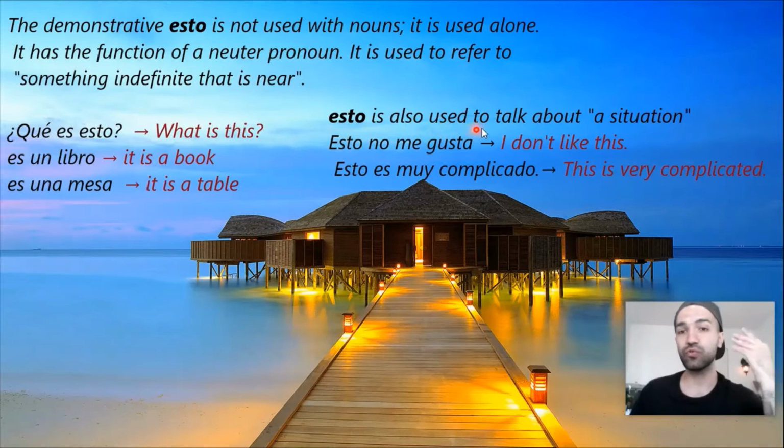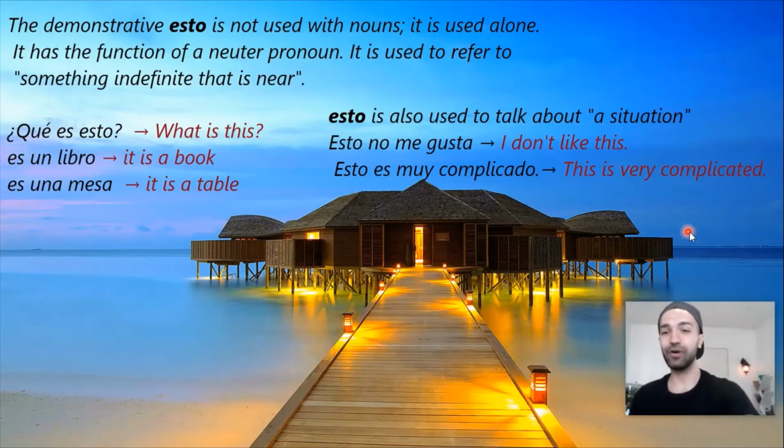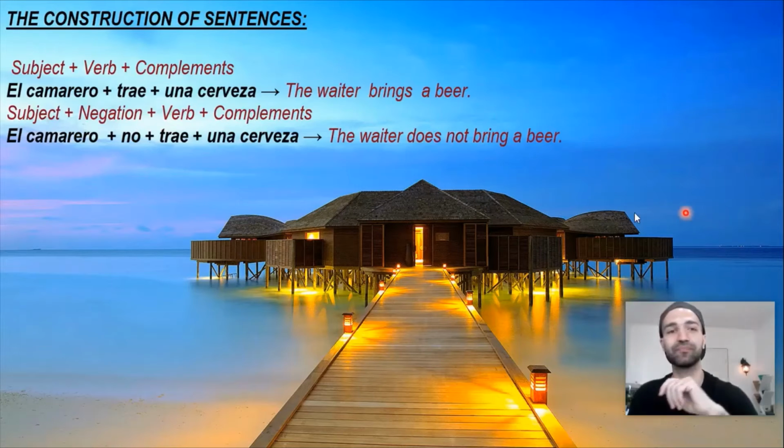Esto is also used to talk about a situation. For example, if you want to say, I don't like this, I don't want this, you can also use esto because it's a neuter pronoun. For example, I don't like this. Esto no me gusta. This is very complicated. Esto es muy complicado. Now, let's take a look at the construction of the sentences.